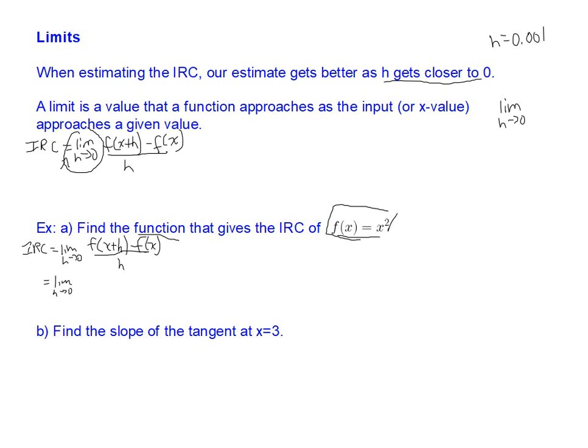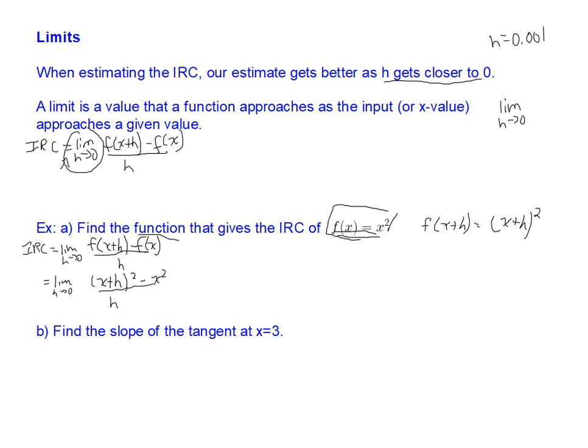Now, just a reminder, here's our f of x right here. It's x squared. f of x plus h, we did this on the previous page, but it probably doesn't matter. We can do it again. It just means substitute an x plus h into the function everywhere we see an x. So we get this. So our function becomes x plus h squared minus f of x, which was just x squared, and all of that's over h.